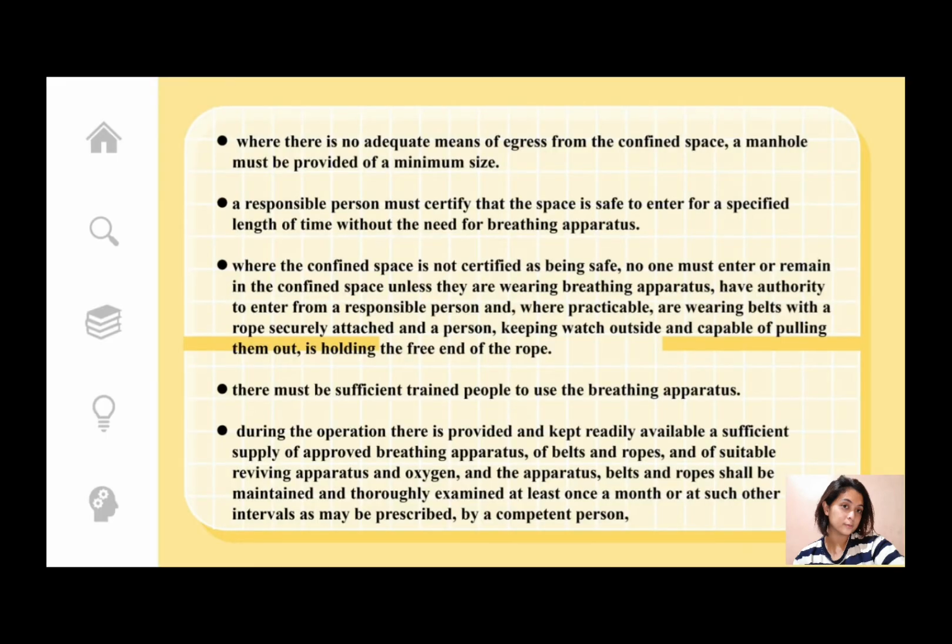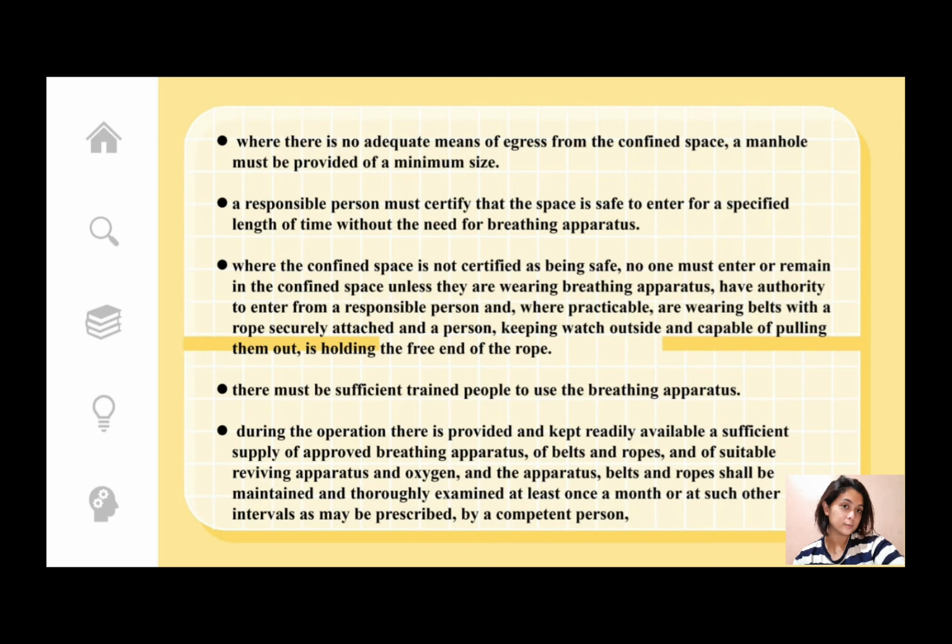Where there is no adequate means of egress from the confined space, a manhole must be provided of a minimum size. A responsible person must certify that the space is safe to enter for a specified length of time without the need for breathing apparatus. Where the confined space is not certified as being safe, no one must enter or remain in the confined space unless they are wearing breathing apparatus, have authority to enter from a responsible person, and where practicable are wearing belts with a rope securely attached, and the person keeping watch outside and capable of pulling them out is holding the free end of the rope.